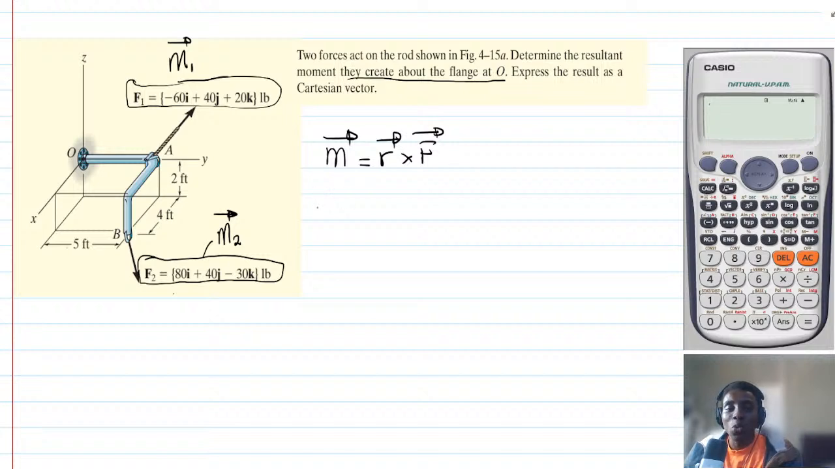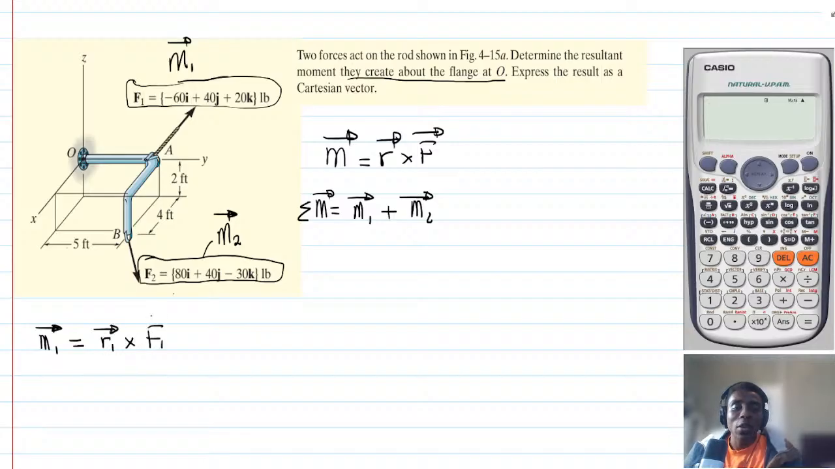The first thing to do is to say that the moment is vector M1 plus vector M2, because this is more or less like a summation. Right? So vector M1 is going to be R1 cross F1, and vector M2 will be R2 cross F2.